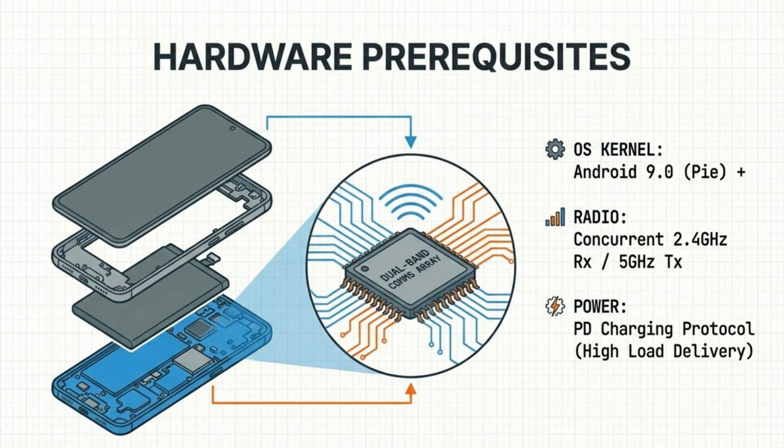The radio needs concurrent 2.4 GHz reception and 5 GHz transmission. Power requires the PD charging protocol for high load delivery.